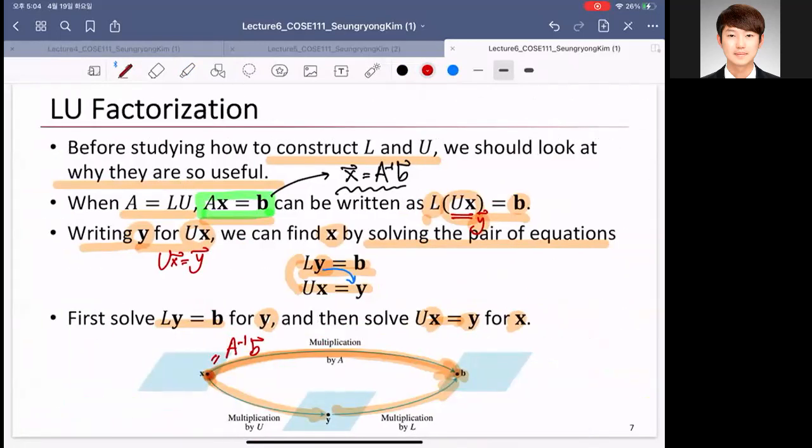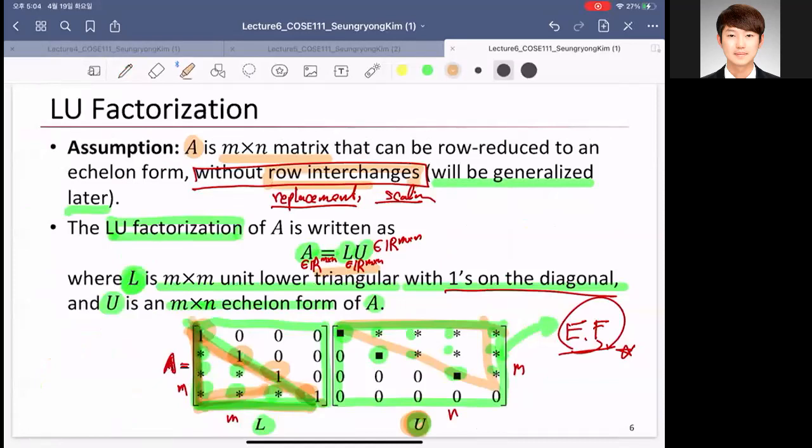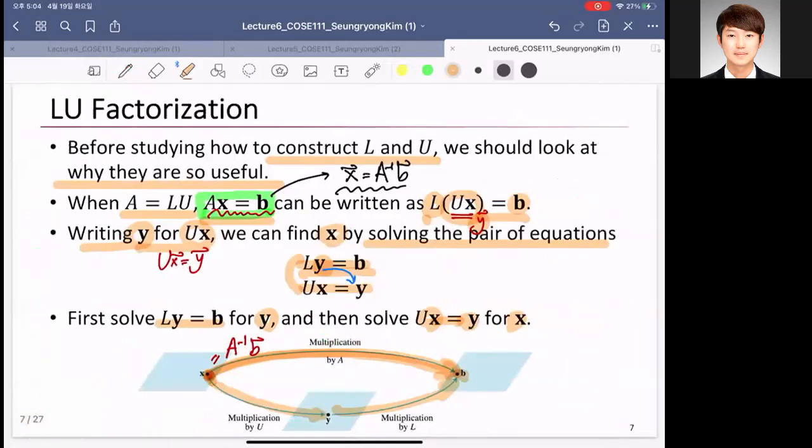Before that, why is LU factorization an efficient way to solve your linear system Ax = b? Thanks to the efficient matrix forms like this and this: lower triangular and upper triangular. So when we decompose matrix A into LU, then Ax = b can be factorized into two problems, Ly = b and then Ux = y. First solve Ly = b for y, then solve Ux = y for x.